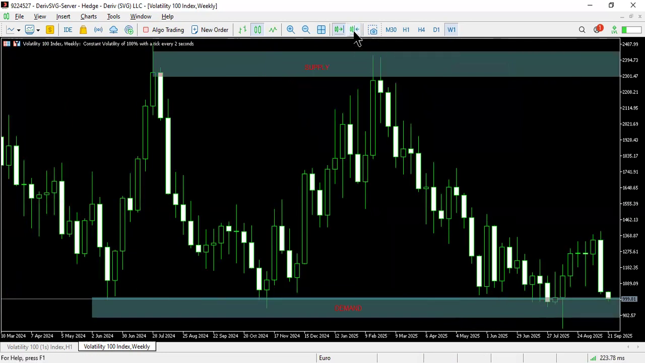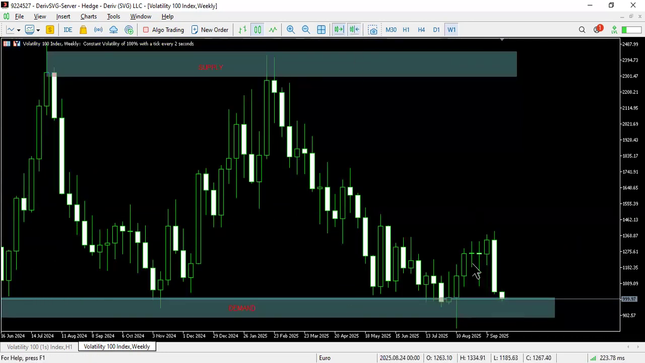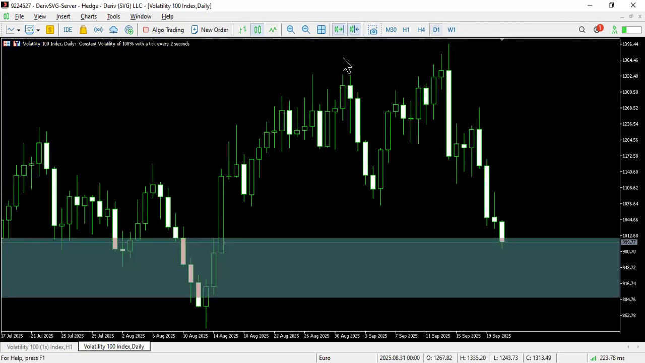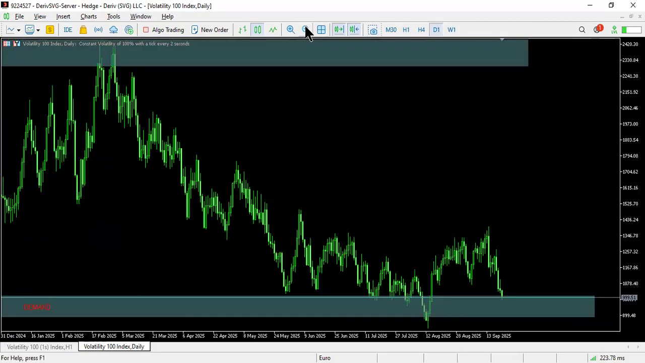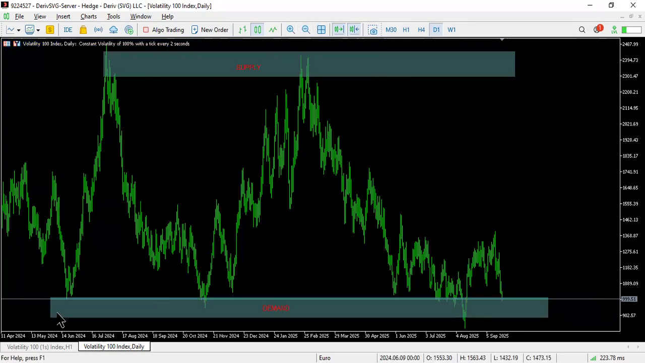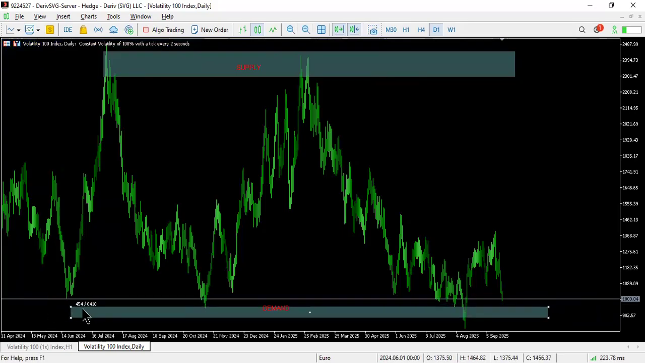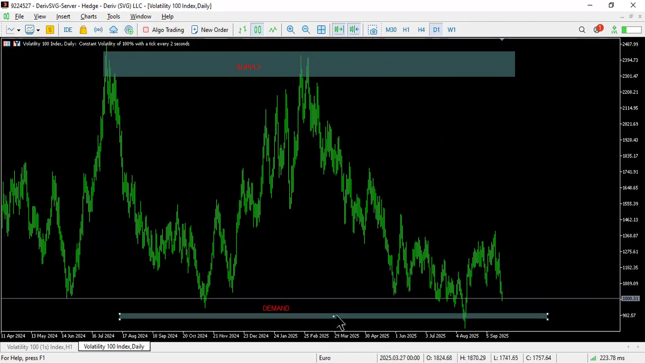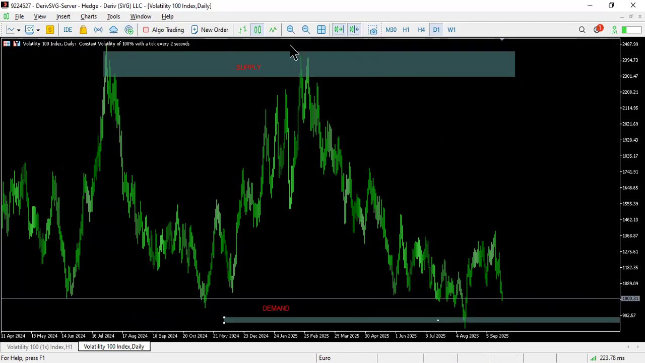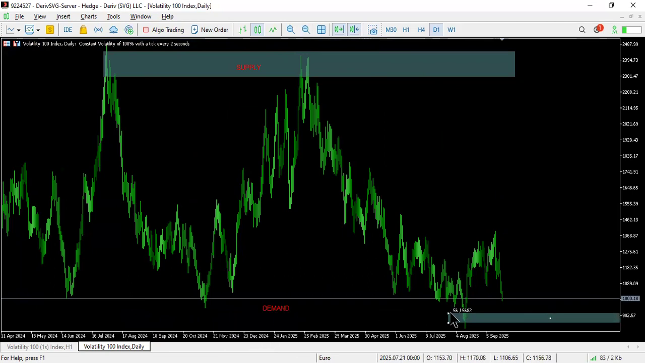So I'm going to be looking for sales until I see price change the character. But at the moment, it looks like price is still pushing to the downside. So I'm going to be placing sales until I see a change of character at this demand zone, because my strategy and the conditions are indicating we are still pushing to the downside.